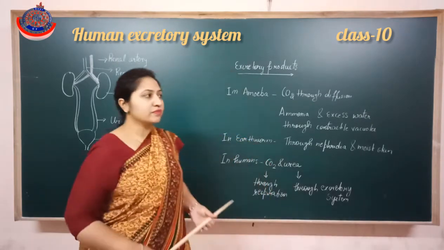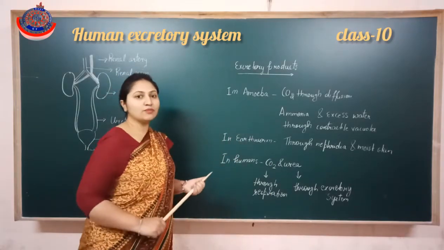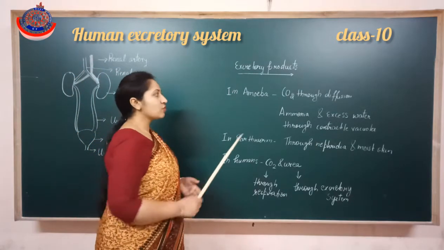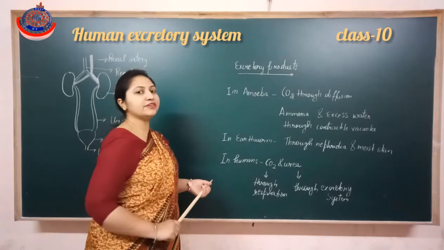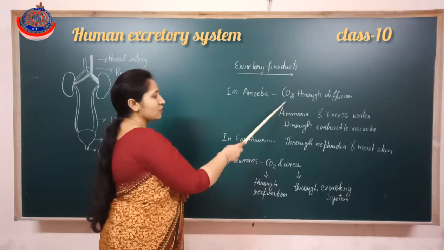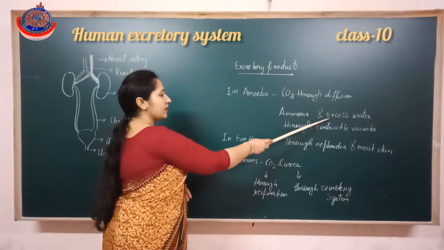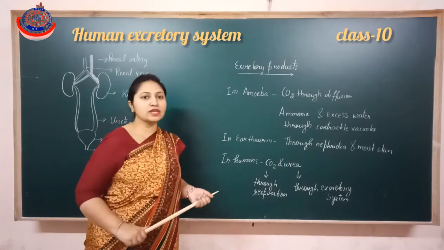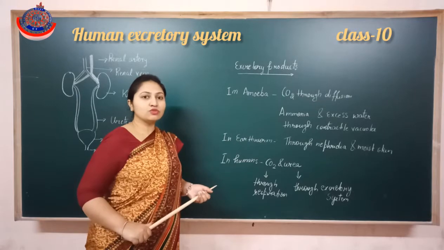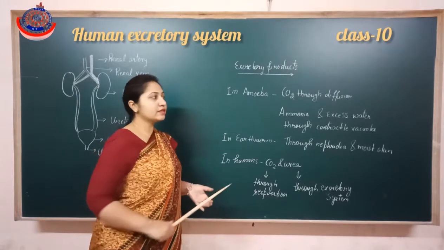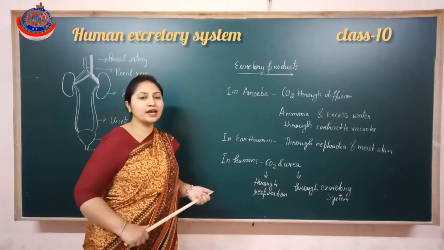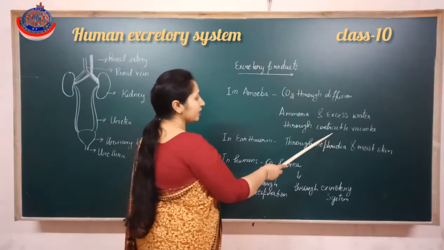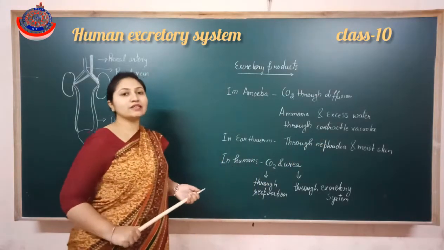So let's discuss. Here I have written the names of some organisms like amoeba, earthworm, and human beings. In case of amoeba, what are the excretory products? They are carbon dioxide, ammonia, and excess water. CO2, which is produced during respiration in the amoeba, is removed through diffusion. And ammonia, which is also known as nitrogenous waste, and the excess water are removed through the contractile vacuoles.